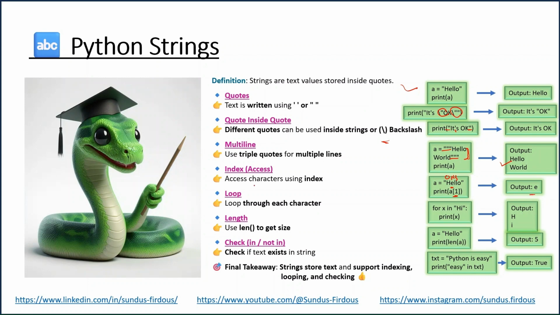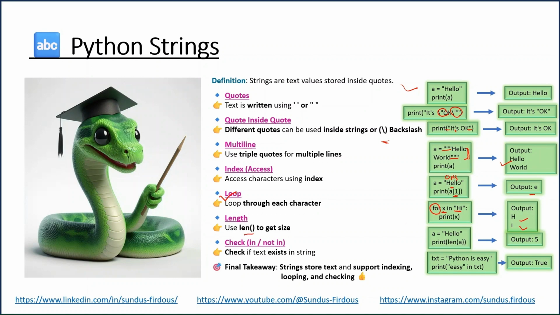Okay. If I want to get each character through a loop, for that I will use a for loop. I will use the variable x here, and it will go through all the characters and print each one on a new line every time.